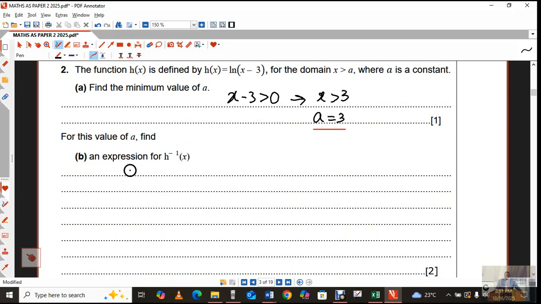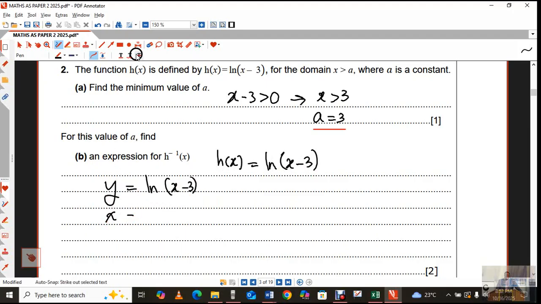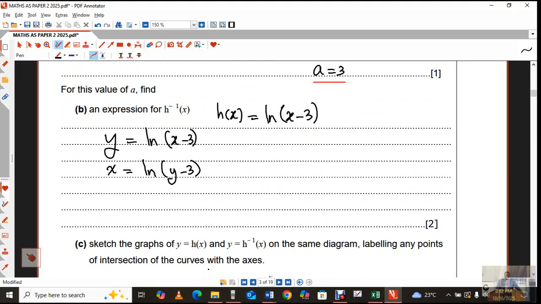So I'm just going to write this function as, remember, it is given as h of x is equal to the natural log of x minus 3, there's 2 marks, and I'm going to rewrite that as y equals the natural log of x minus 3. Then you switch the letters around, you have x equals the natural log of y minus 3. So the idea here is to make y the subject of the formula.